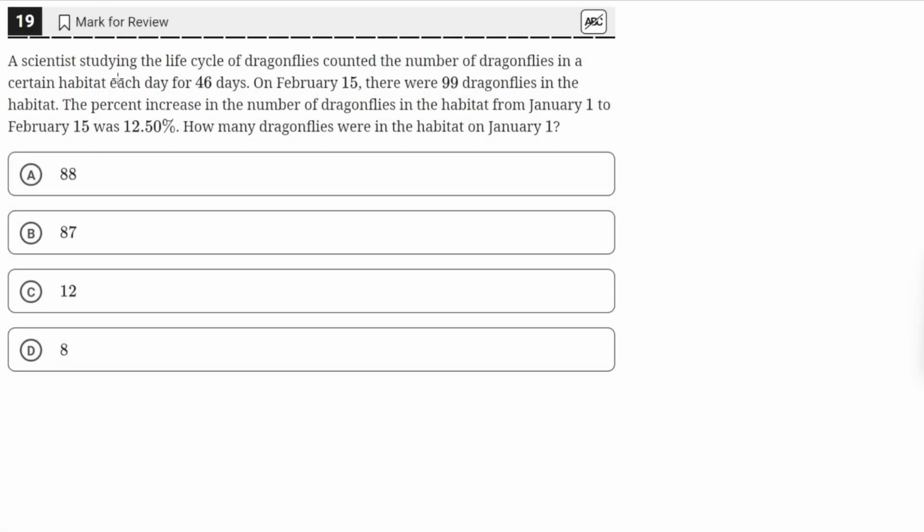A scientist studying the life cycle of dragonflies counted the number of dragonflies in a certain habitat each day for 46 days. On February 15th, there were 99 dragonflies in the habitat. The percent increase in the number of dragonflies in the habitat from January 1st to February 15th was 12.5%. How many dragonflies were in the habitat on January 1st?